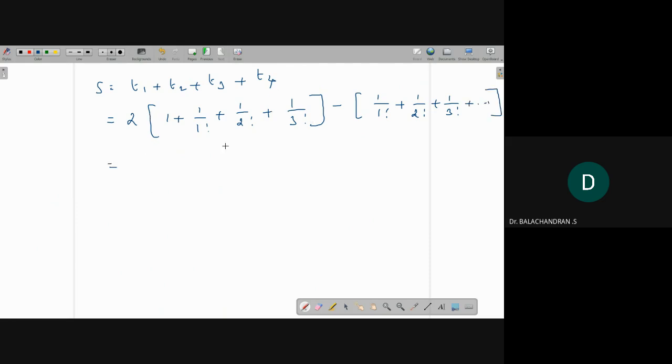So what is this? 1 plus 1 by 1 factorial plus 1 by 2 factorial plus 1 by 3 factorial is what? E power 1. Yes. So what is this? E minus 1, because 1 is missing here. Okay, so 2e minus e is e, minus of minus plus 1. So S equals e plus 1 is the final answer.